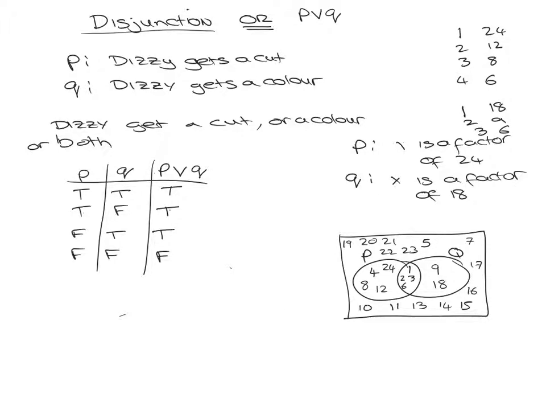Now the area covered by P or Q or both is like the union in set terms. It could be anywhere within the circles. So that's P or Q or both.